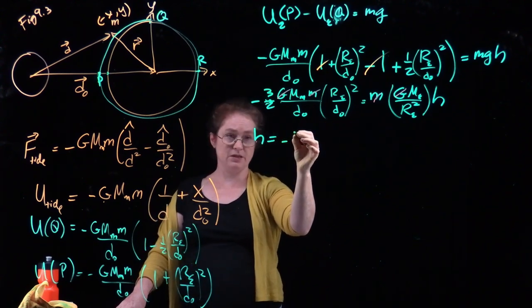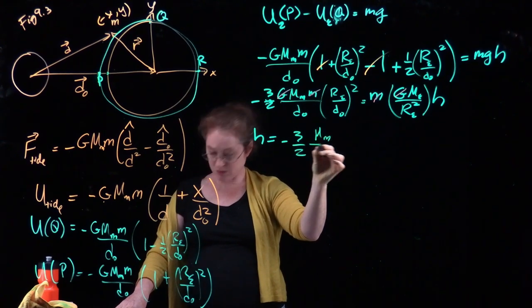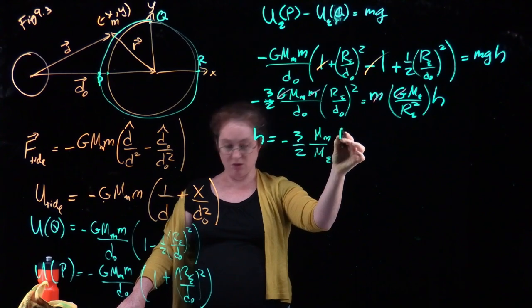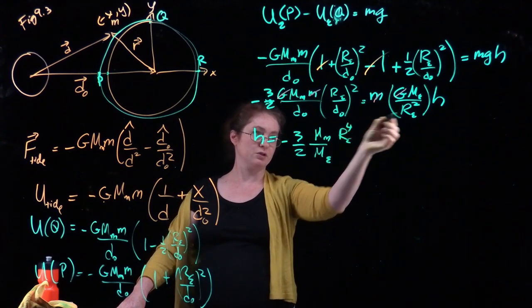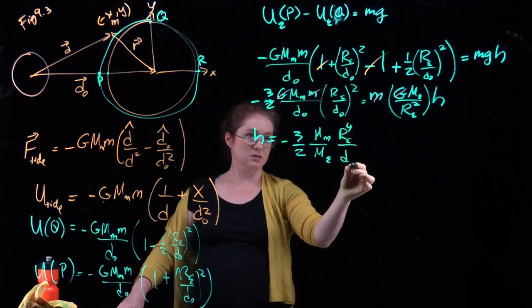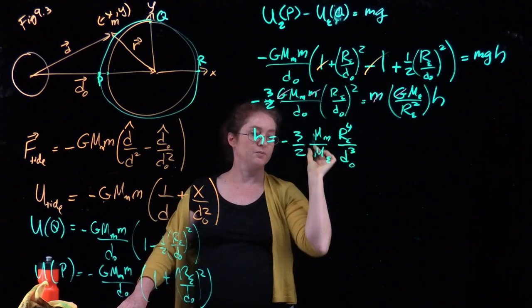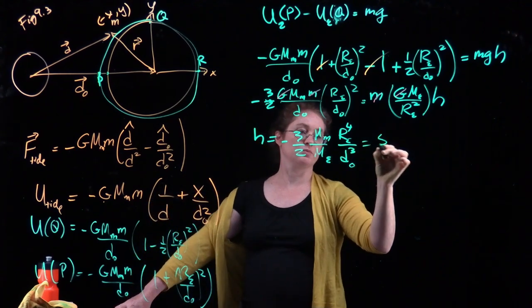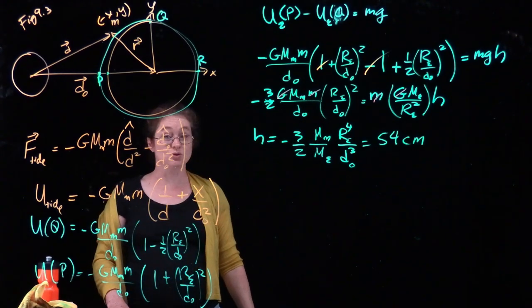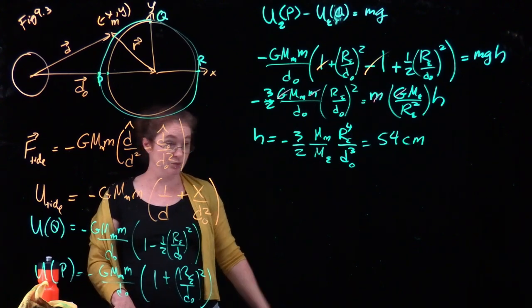So this is negative 3/2 the mass of the moon divided by the mass of the Earth. And then we have RE to the 4th. That's because this gives me 1, 2, 3, 4 divided by D naught and then cubed because I got 1, 2, 3. And this works out to be 54 centimeters. Those are the tides due to the moon.